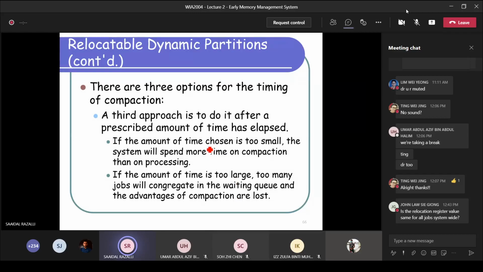If the time setting is too small, there is more compaction than processing. But if the time setting is too large, the waiting queue will be increased and the advantages of compaction are lost.